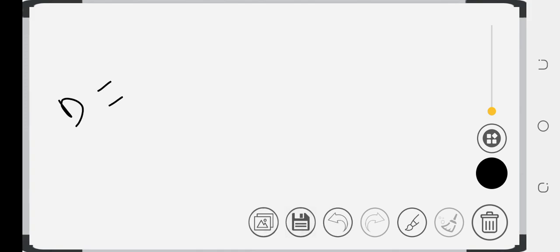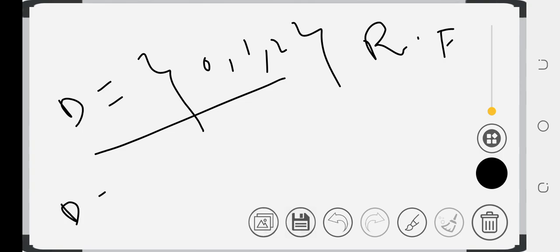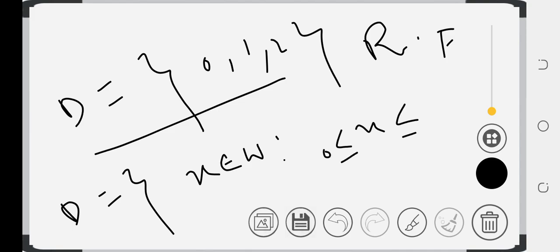Like D is, I will write in roster form, then I will change this to set builder form. 0, 1 and 2, right? This is roster form because I am writing this point wise. Now I want to write this in set builder form. See, this is X belongs to W. W means whole number, set of whole numbers. All those whole numbers which satisfy this condition: X is greater or equal to 0, less or equal to 2.